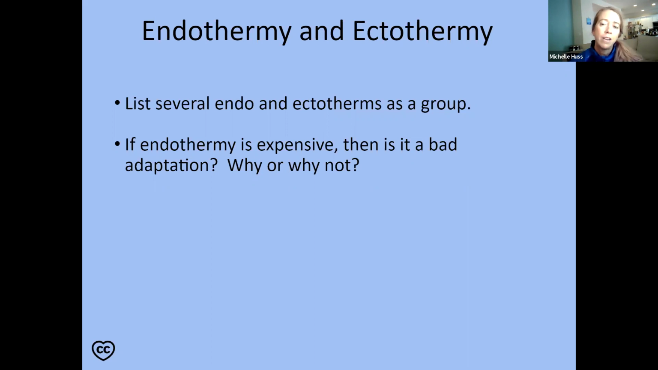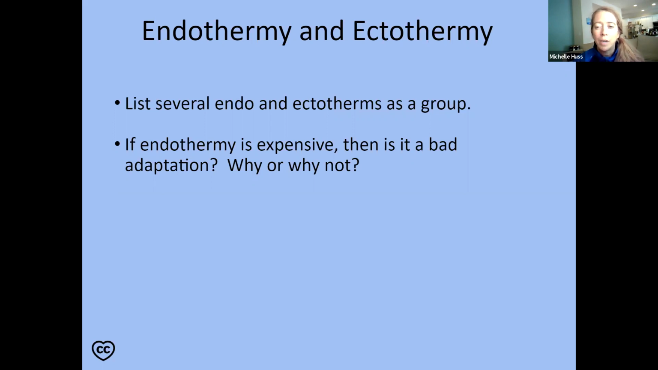Why is that not true? Okay, think about it. Why is that not true? Okay, and you want to write down several ectos and several endos. So you can think of ectotherms like reptiles, just write a whole bunch of reptiles down. Or you can write down fish. And then endotherms, you can think about you and me and those like us.